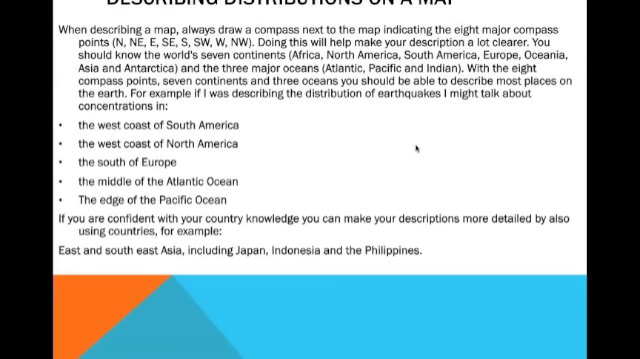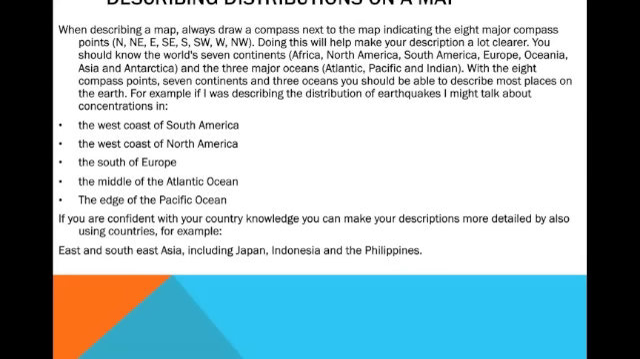So, describing distributions on a map. When describing a map, always draw a compass next to the map, indicating the 8 major compass points. So north, northeast, east, southeast, south, southwest, west, northwest. Doing this will help you make your description a lot clearer.